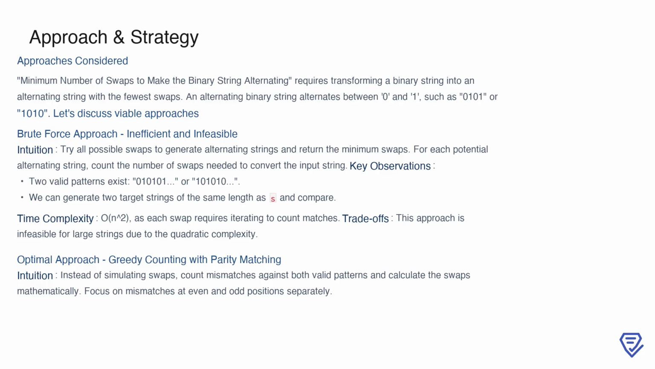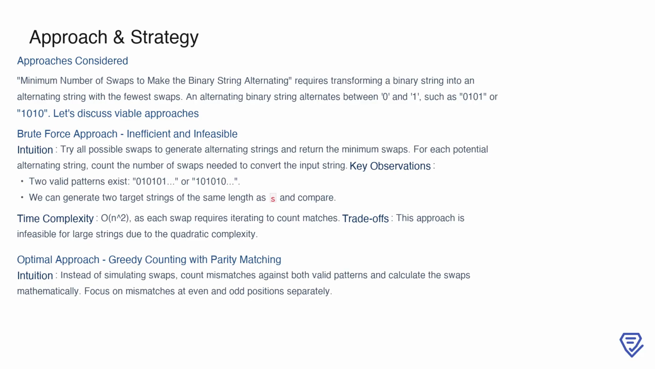To solve the problem of transforming a binary string into an alternating binary string with the fewest swaps, we first need to understand what an alternating binary string is. It's a string that alternates between 0 and 1, such as 0101 or 1010. Now, one potential way to approach this problem is with brute force. The intuition here is to try all possible swaps to generate alternating strings and then calculate the number of swaps needed for each case, ultimately returning the minimum.